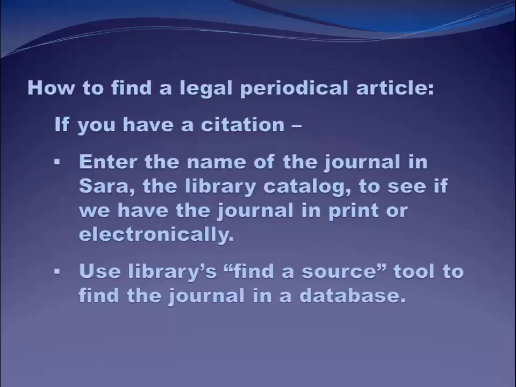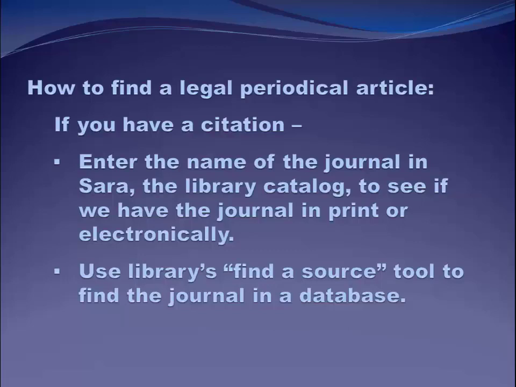All right, so how do you find legal periodical articles? How do you get to a journal article? It's very easy if you have the citation. The citation gives you the title of the article and then the volume, the journal name that the article is appearing in, and the page number. So if you have all of that, you can just enter the name of the journal, not the name of the article, but the name of the journal in SARA, our library catalog, and it'll tell you right away if we have that journal available in print or electronically.